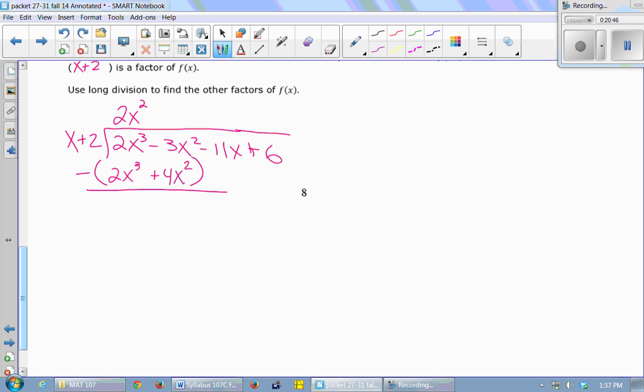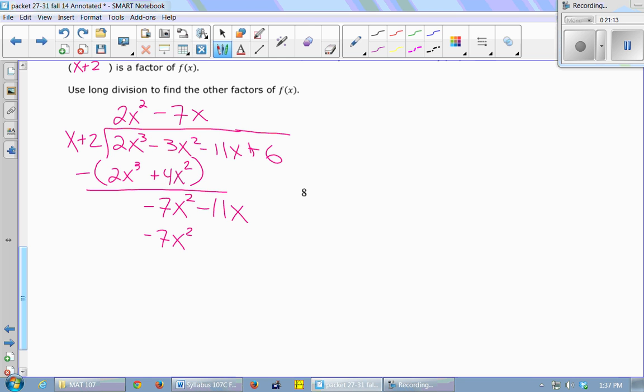So I have 2x cubed minus 2x cubed. Those go away and give me 0. And then I have negative 3x squared minus 4x squared, which is negative 7x squared. Bring down the negative 11x. And start again. What do you multiply x by to make negative 7x squared? Negative 7x. Negative 7x times x is negative 7x squared.